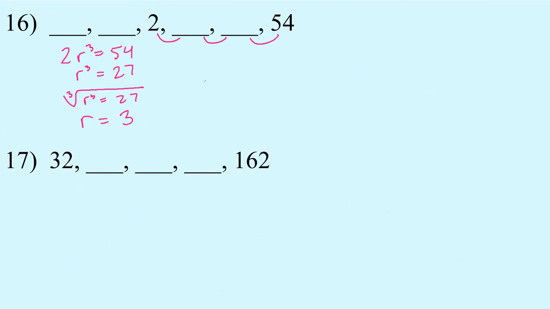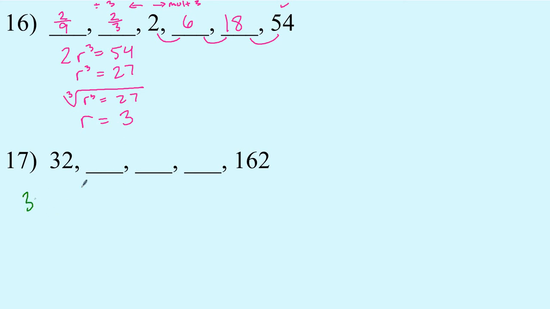Okay, back to 16. The ratio is 3, so to go in that direction, you're going to multiply by 3. To go in that direction, you're going to divide by 3. So 2 times 3 is 6. 6 times 3 is 18. 18 times 3 is 54. All right, so that ended up good. Go the opposite direction. 2 divided by 3. Divide by another 3, you get 2 over 9.